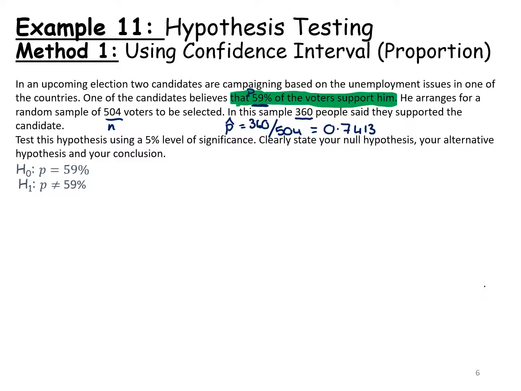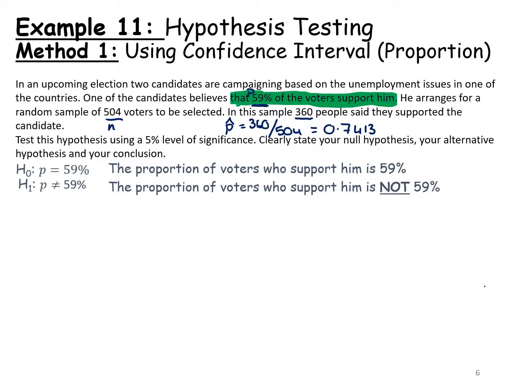And the way I would suggest you write it is this. The proportion of voters who support him is 59. So I'll always start my sentence with the proportion of, then whatever the question is about is 59. And now if I said to you what's the opposite of that sentence, hopefully it'll be a lot clearer, and that is the proportion of voters who support him is not 59. And now we have it all covered. We now have the full exhaustive event covered.